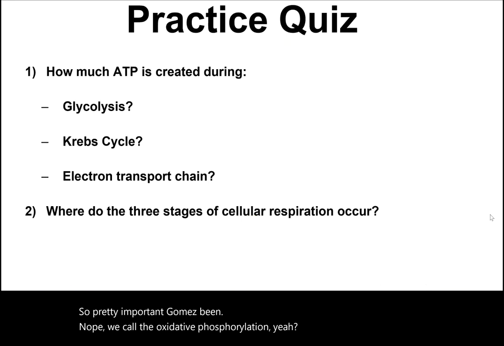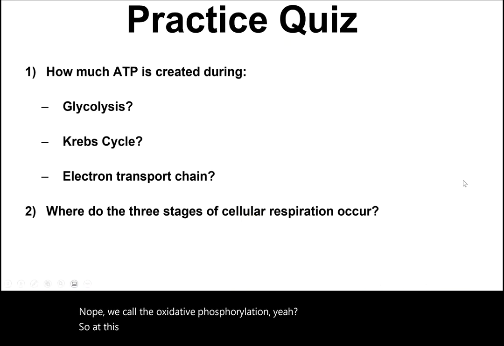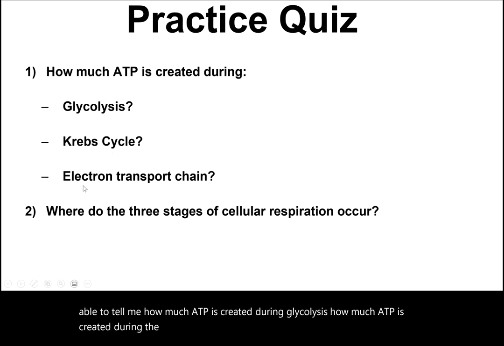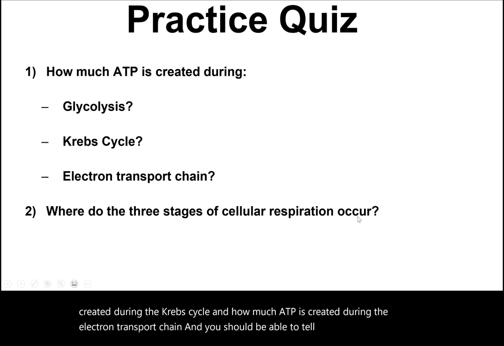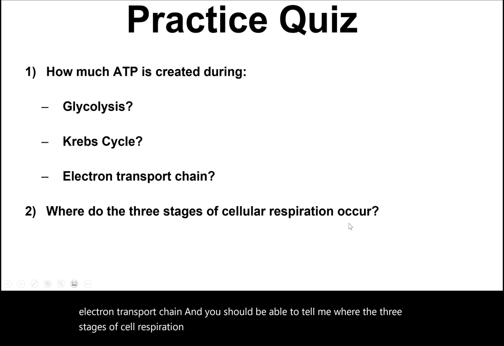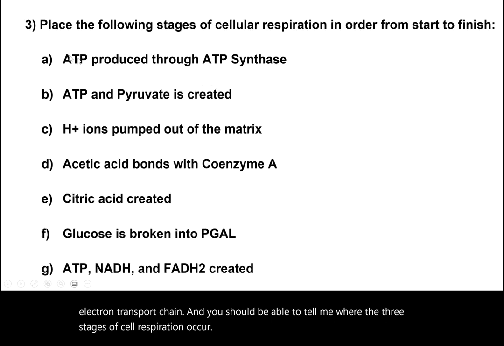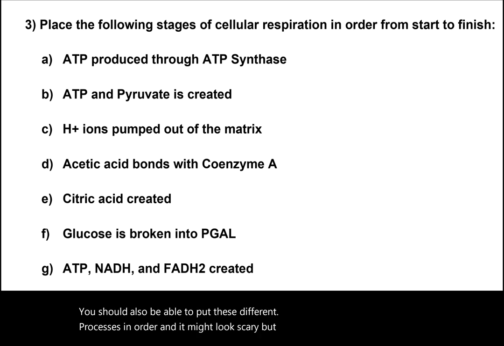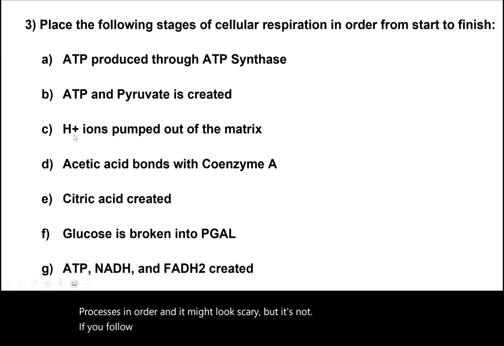Okay. So at this point, you should be able to do a practice quiz, right? You should be able to tell me how much ATP is created during glycolysis, how much ATP is created during the Krebs cycle, and how much ATP is created during the electron transport chain. And you should be able to tell me where the 3 stages of cell respiration occur. You should also be able to put these different processes in order. And it might look scary, but it's not. If you follow a certain strategy, it makes it a lot easier.